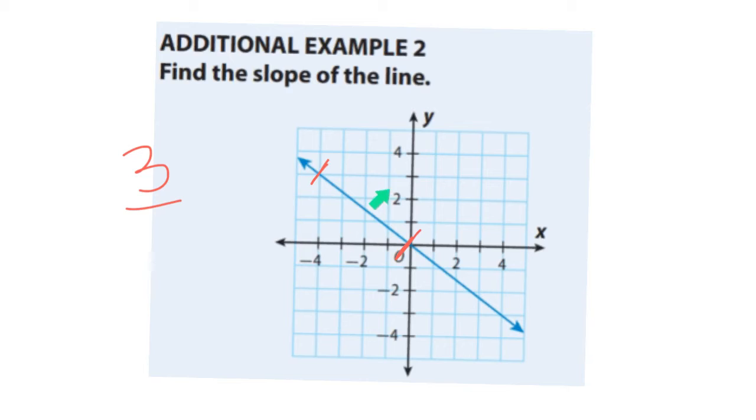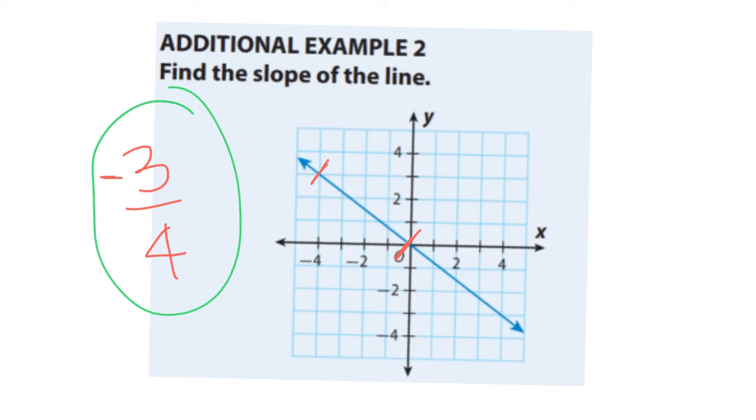Now let's look at our run. 1, 2, 3, 4. Our run is 4. This is going in a negative direction. This is a negative slope. I can't reduce it anymore, so this is my final answer.